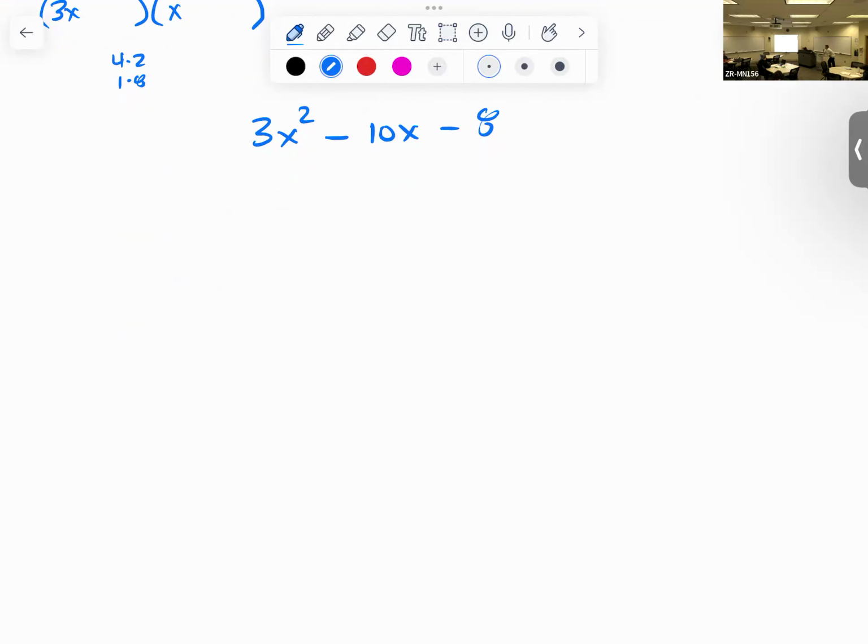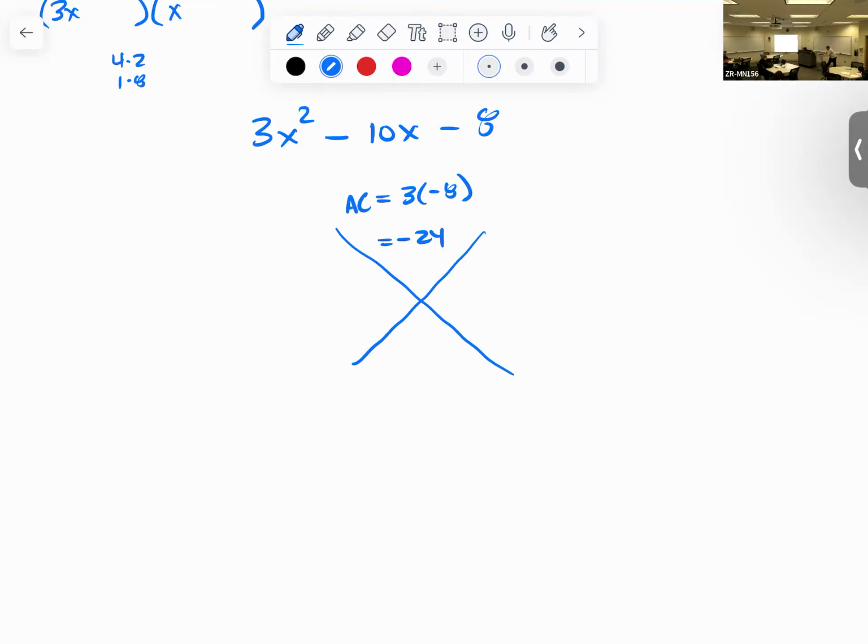So, as always, greatest common factor, what can I pull out here? A 1. There is nothing to pull out. So that means we have to do the diamond. And this one's going to be different. The top term is the A times C term. In that case, that is 3 times -8. So the top number is -24.